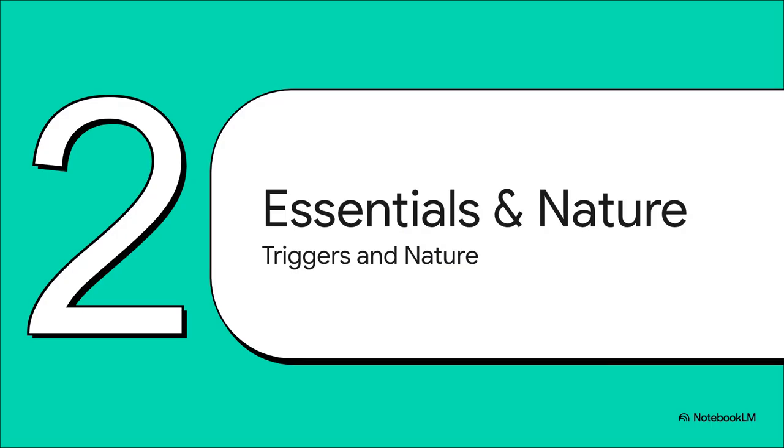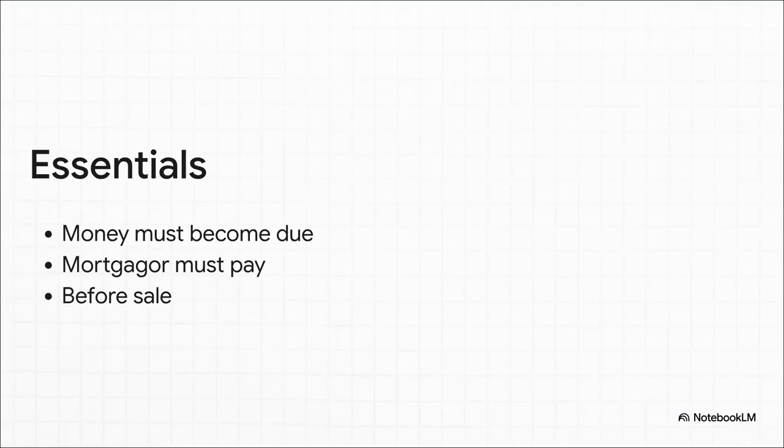Moving on to heading number 2, Essentials and Nature. 1. Mortgage money must have become due. 2. Mortgagor must pay or tender the amount. 3. Redemption must be before foreclosure or sale. It is mandatory for you to break down a statutory right into its essential elements like this. Note the numbering on the screen. Numbering these 3 essentials explicitly is absolutely crucial for scoring maximum marks. The examiner is actively looking for these 3 triggers.